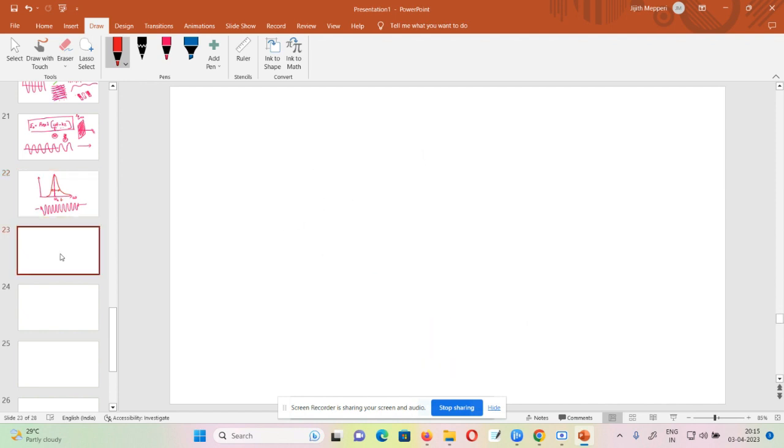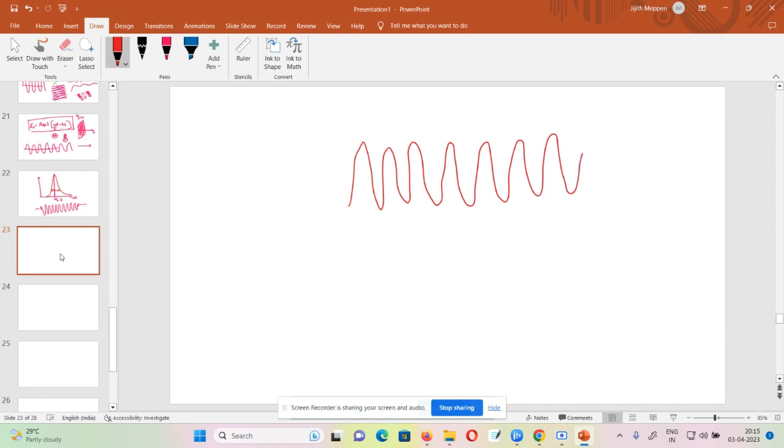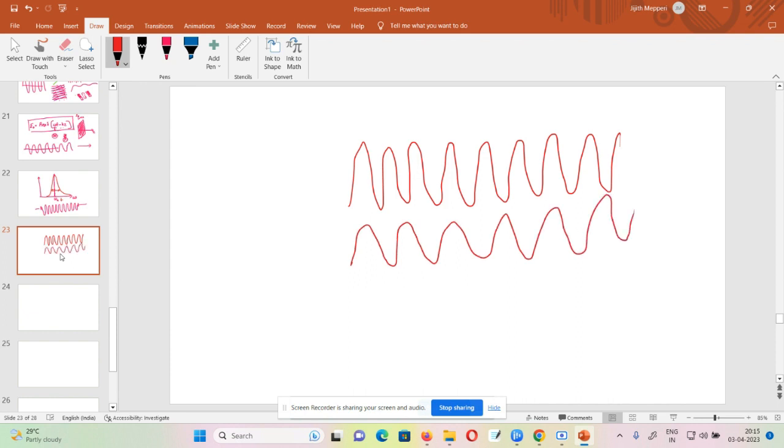So I can say that if you are adding exactly two equal frequencies, they will simply add. But if you add slightly different frequencies, you are going to get a beat kind of thing. So you will get something like this.